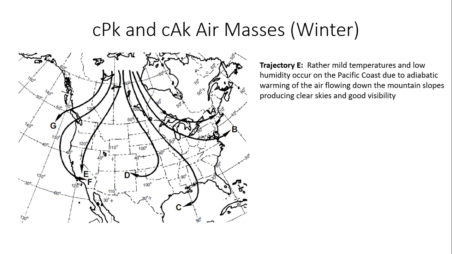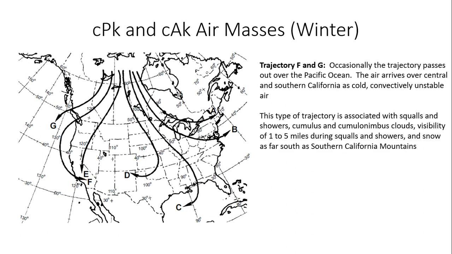And in this trajectory, we see rather mild temperatures and low humidity. A cool and dry air mass occurs on the Pacific coast. This is mainly due to what's known as adiabatic warming, or sinking air motion of the air flowing down the mountain slopes. And it's going to produce really great flying weather, good visibility, clear skies on trajectory E.